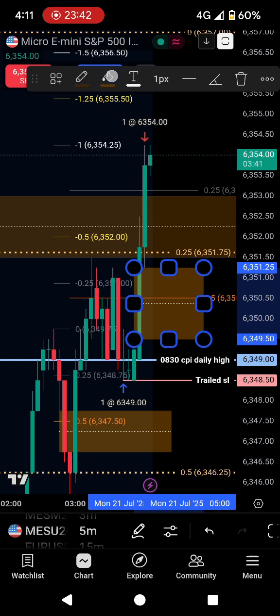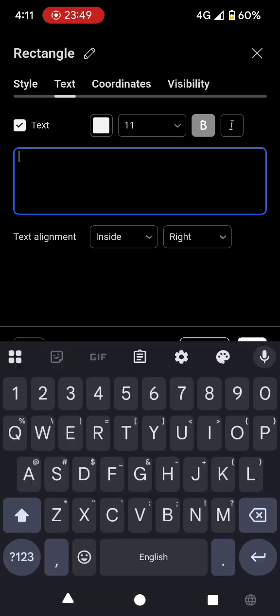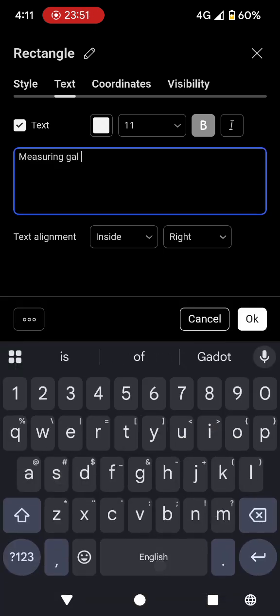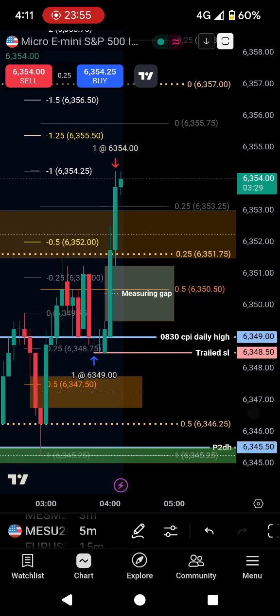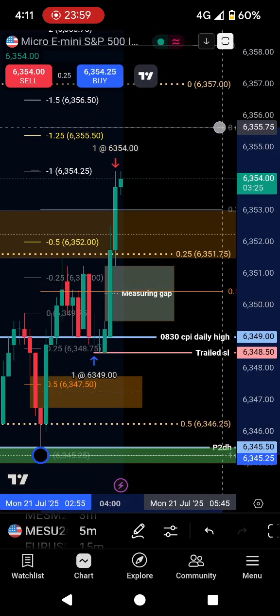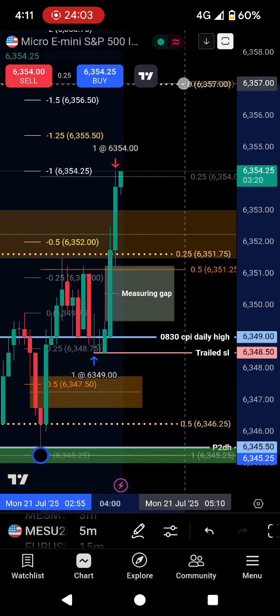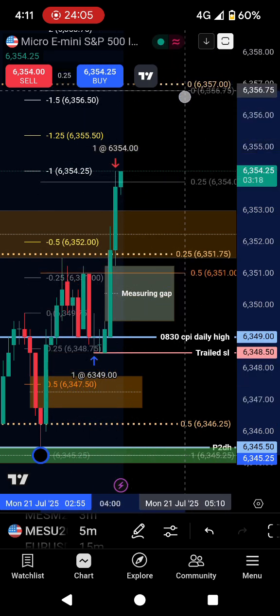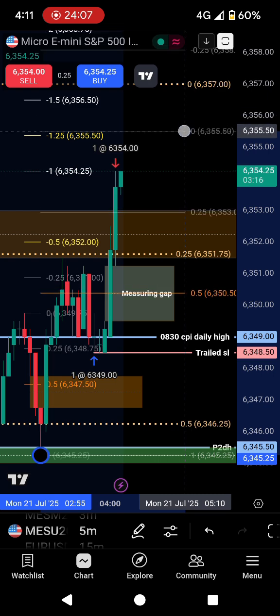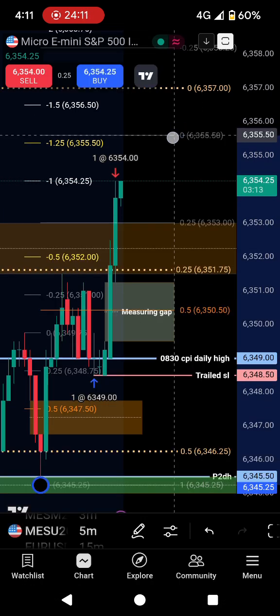This is the measuring gap. Let's make it green, okay? Measuring gap, okay? This is the measuring gap. So what I'm going to do is I'm going to pull that. This is the implied dealing range, right? Okay, from this low to the high, here is the implied dealing range right now, okay? So I'm going to pull it to the CE of this, okay, and this will be the targets.